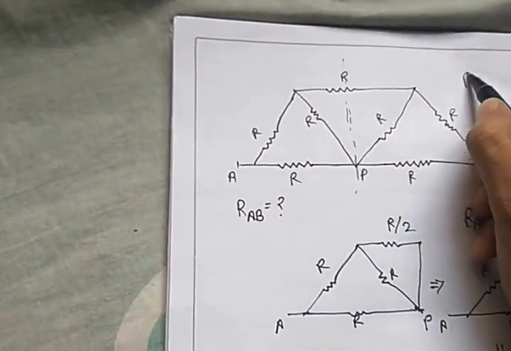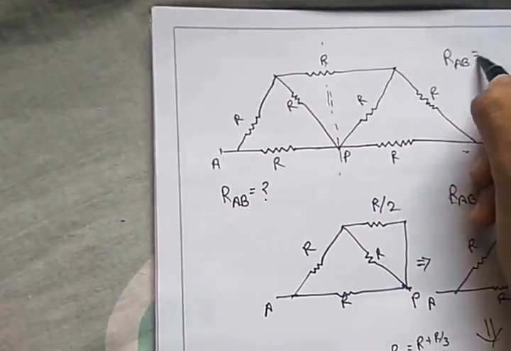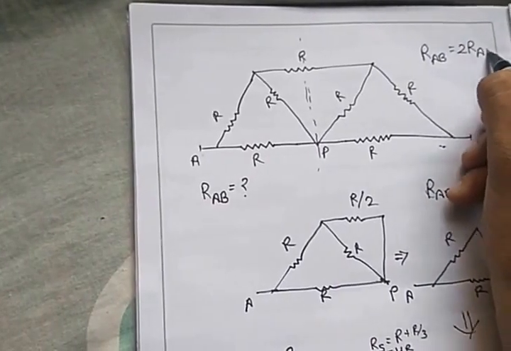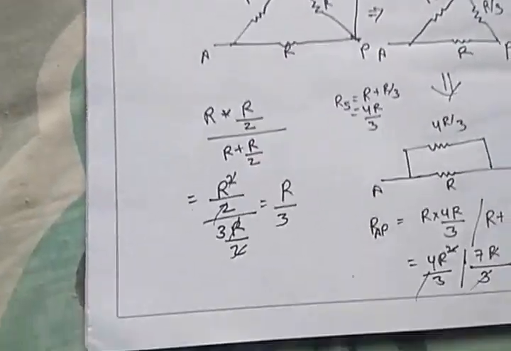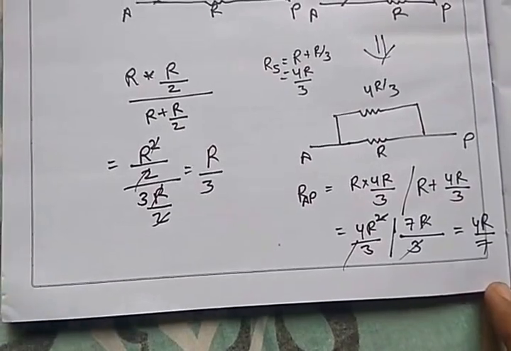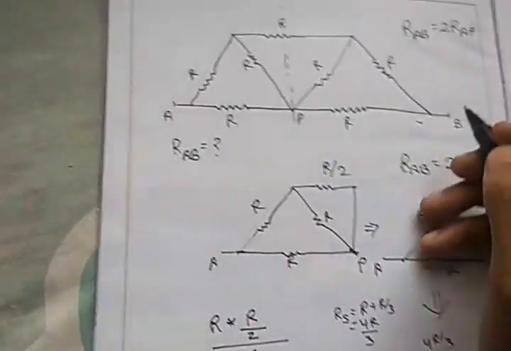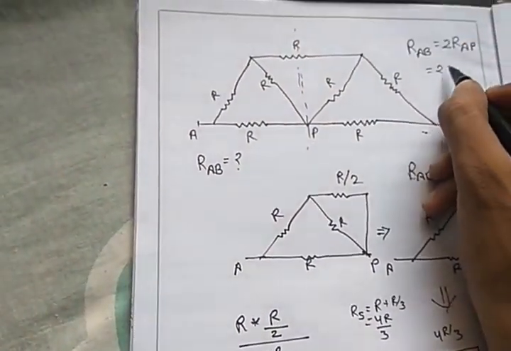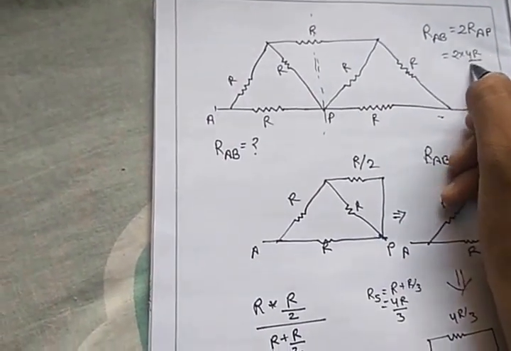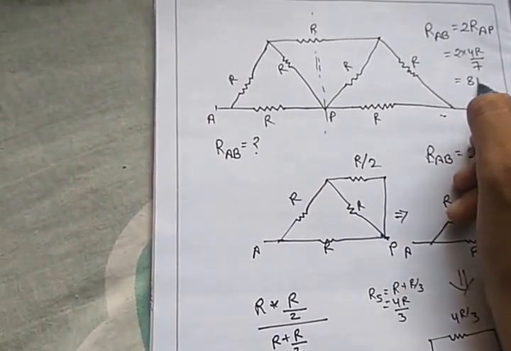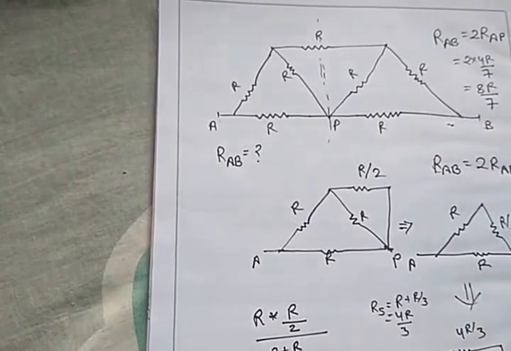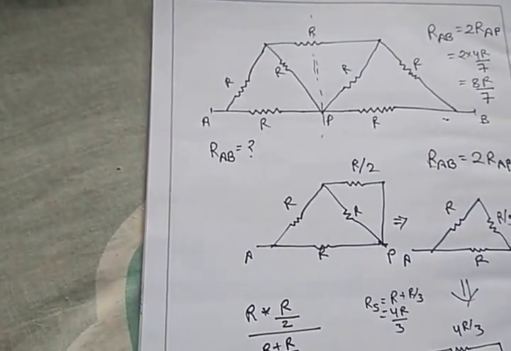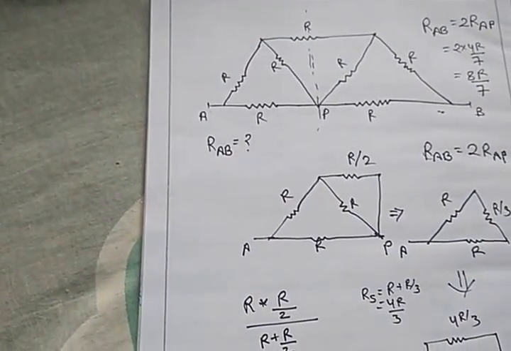We have to find the resistance of this circuit. So RAB equals 2RAP, and we have calculated the value of RAP equal to 4R by 7. So RAB equals 2 into 4R by 7, equal to 8R by 7. So by using this method we can find the resistance of a symmetric circuit.